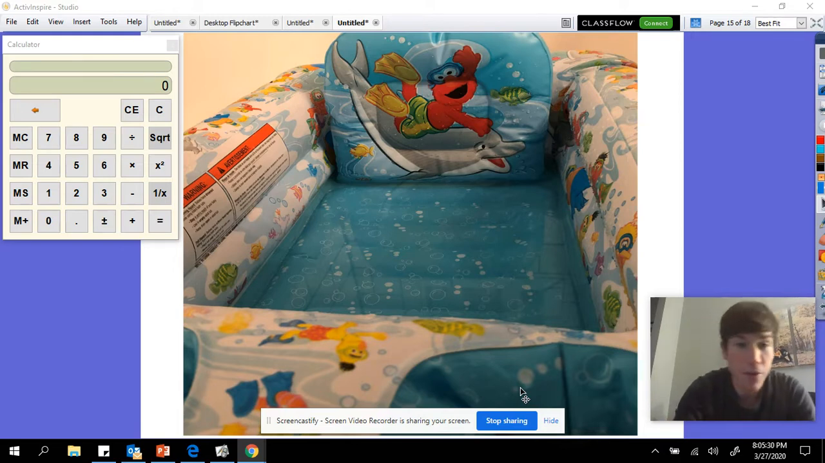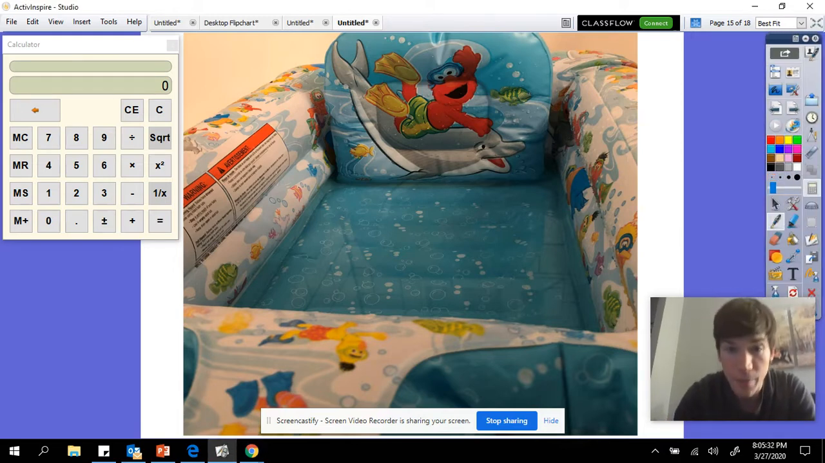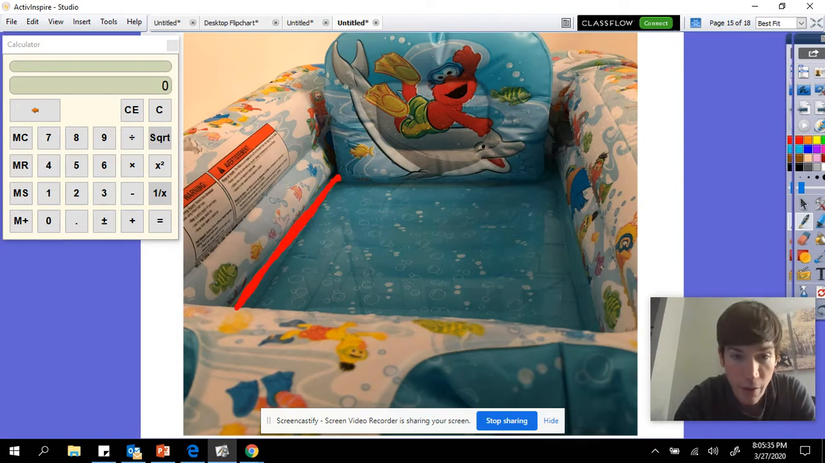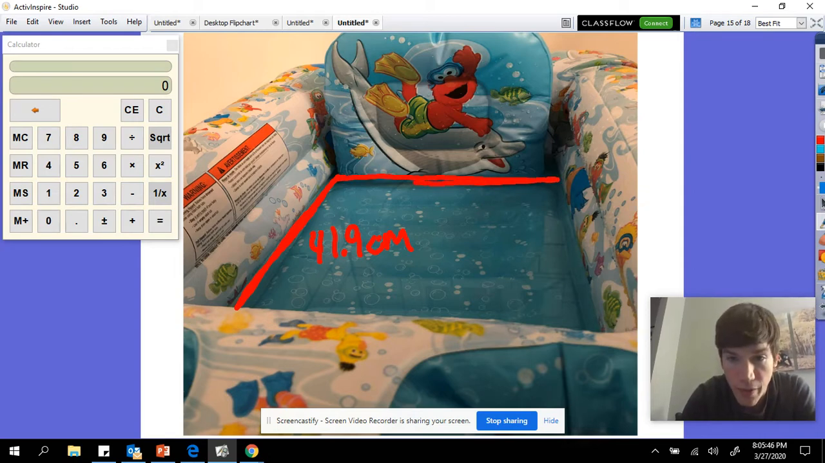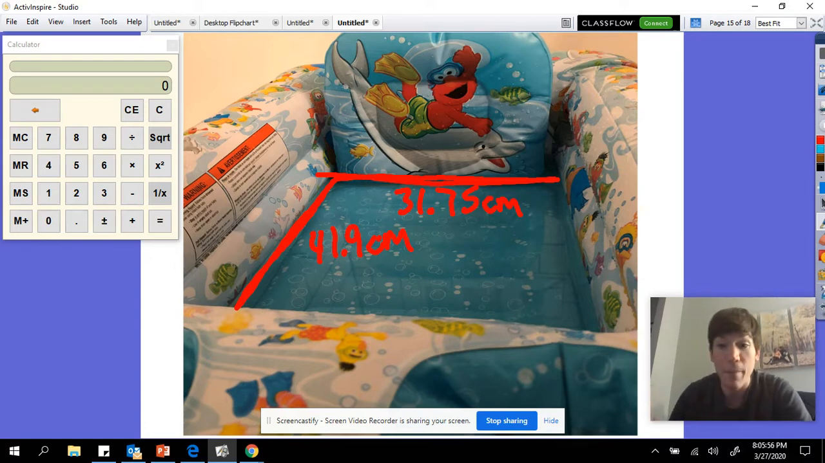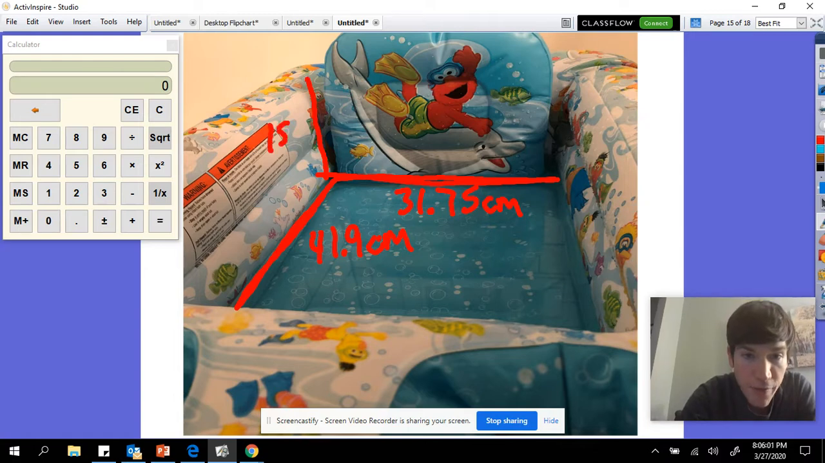Now, when I'm talking about the length, I'm talking about this right here. When I measured the length, I measured 41 and 9/10 centimeters. Okay. Then I went and measured the width, which was this, and I measured 31 and 75 hundredths centimeters. And lastly, I measured the height, which was this, and I measured 15 and 2/10 centimeters.